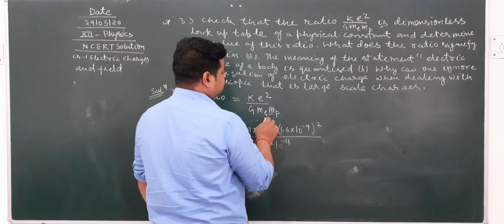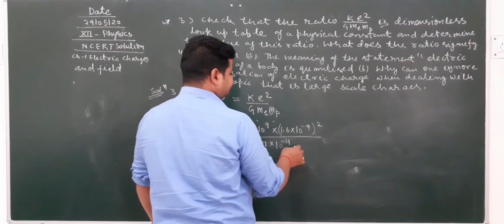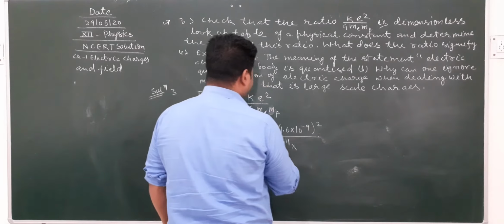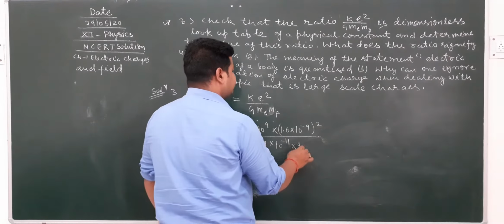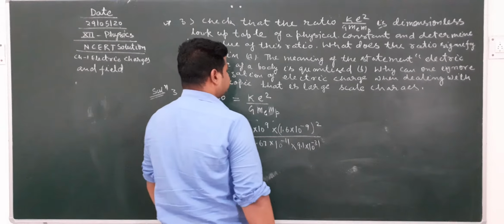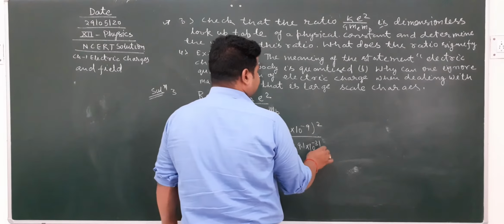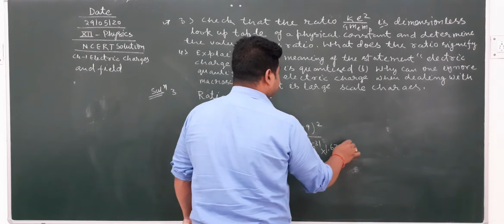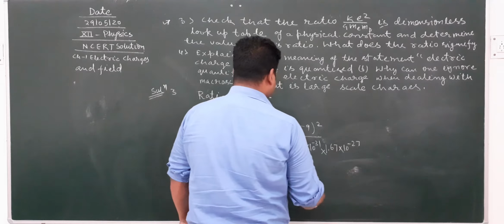And what is the value of Me and Mp? The value of Me, that is mass of electron, is 9.1 into 10 raised to power minus 31 kg, and mass of proton is 1.67 into 10 to power minus 27 kg.